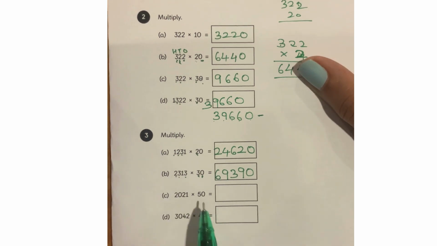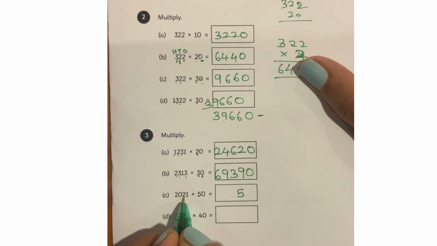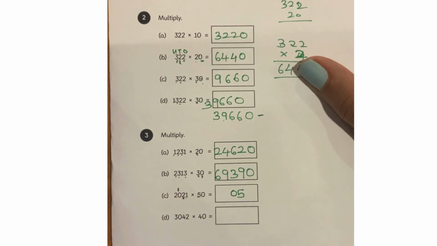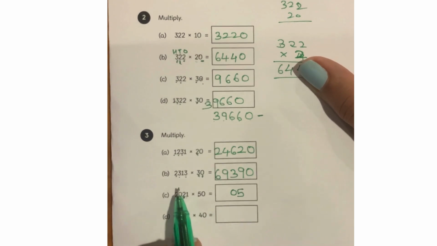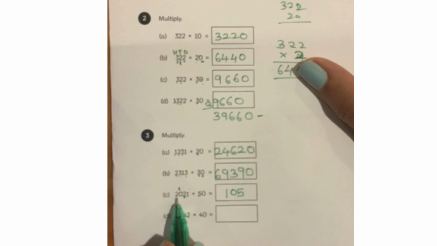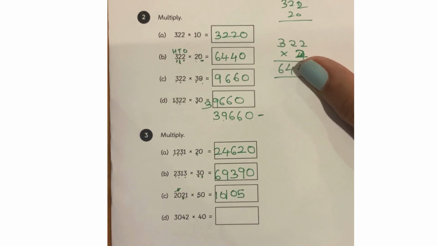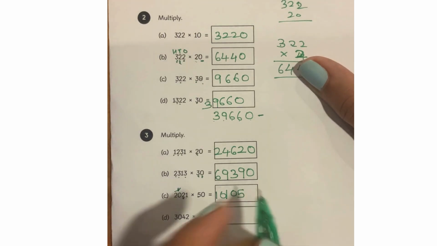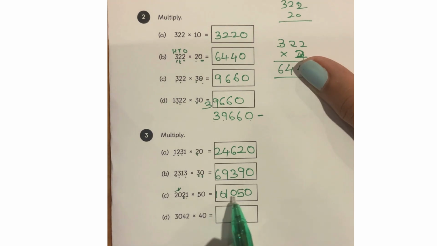Now again, I will hide my 0. 5 times 1 is 5. 5 times 2 is 10. So 1 carry over, 0 down, right? 5 times 0 is 0. But we have 1, so I will place the 1. 5 times 2 is 10. I'll just strike off this 1 when I have used it, isn't it? And what I have to place now at the end is my 0. So 101050. Do write it in words.